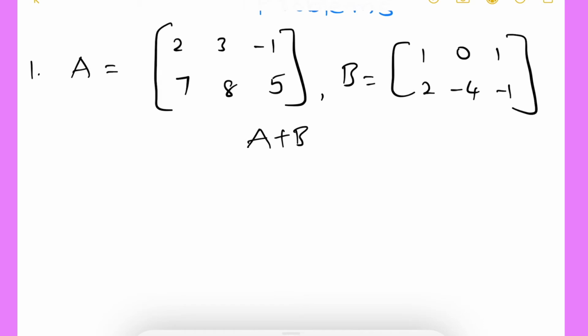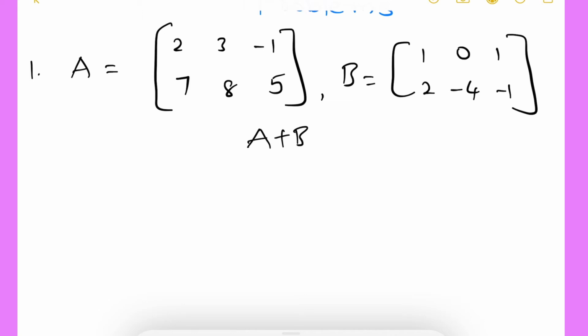Addition as well as subtraction of two matrices or more than two matrices is possible if and only if the order of both the matrices is the same. So this is a matrix with order 2 by 3 and this is also of order 2 by 3. If both the matrices have the same order, then only addition or subtraction is possible: same number of rows as well as same number of columns.